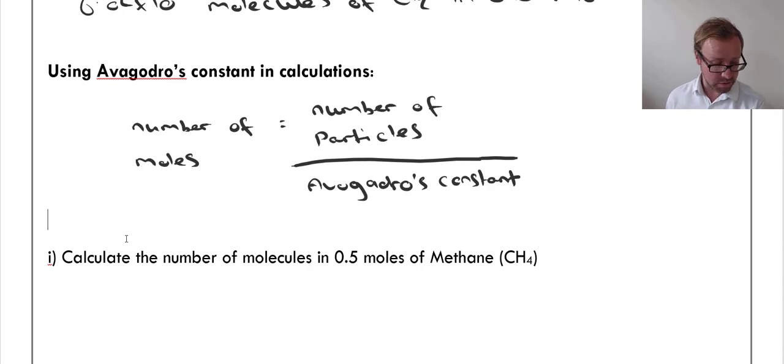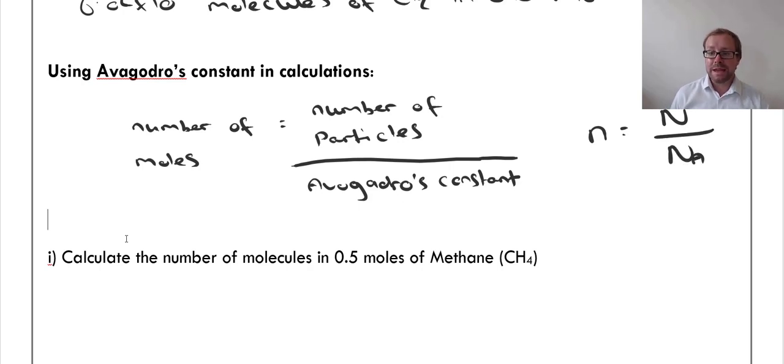We can write it in chemical notation as n equals big N, number of particles, over N A for Avogadro's constant. Again, you may see different chemical notations for number of particles and possibly for Avogadro's constant. Just be careful if you're looking at other websites or other chemistry books what their notations are. So in my examples I'm going to use number of particles as N, and for Avogadro's constant I'm going to use big N A. Okay? Right, so now I've given you this formula, I'd like you to have a go at calculating these questions. Okay, so have a go, let's see how you get on.